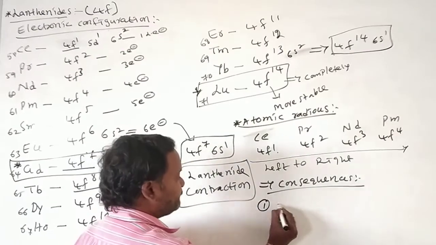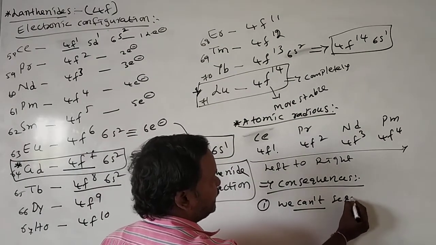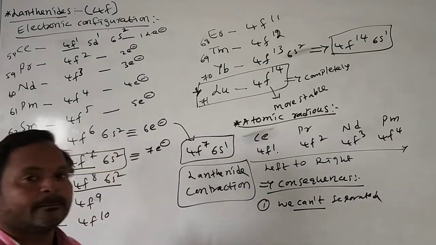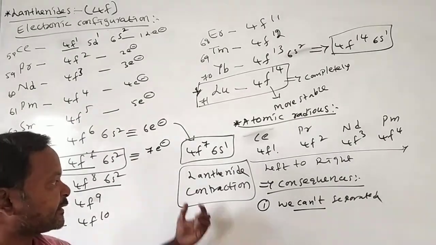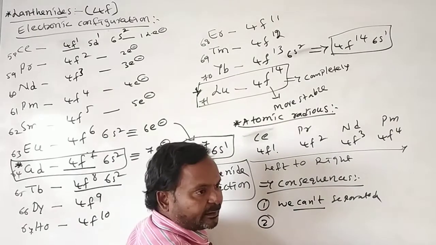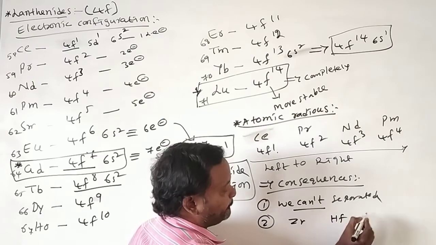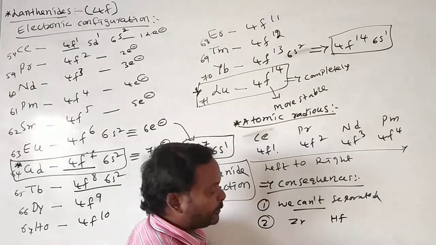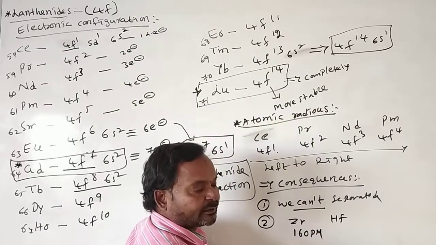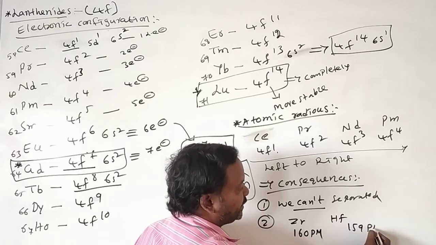One is, we can't separate the lanthanides by using physical methods or chemical methods due to the decrease in size caused by the lanthanide contraction. Here two elements, zirconium and hafnium, are both having the same atomic size. That is, zirconium has 160 picometers, hafnium has 159 picometers.